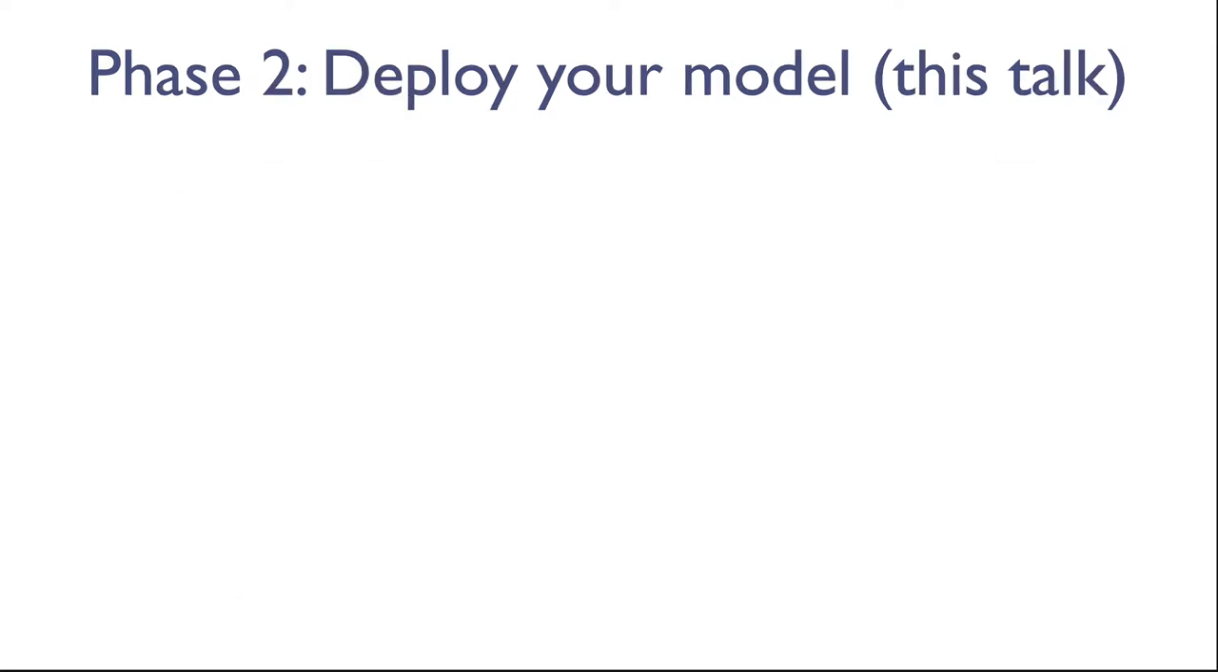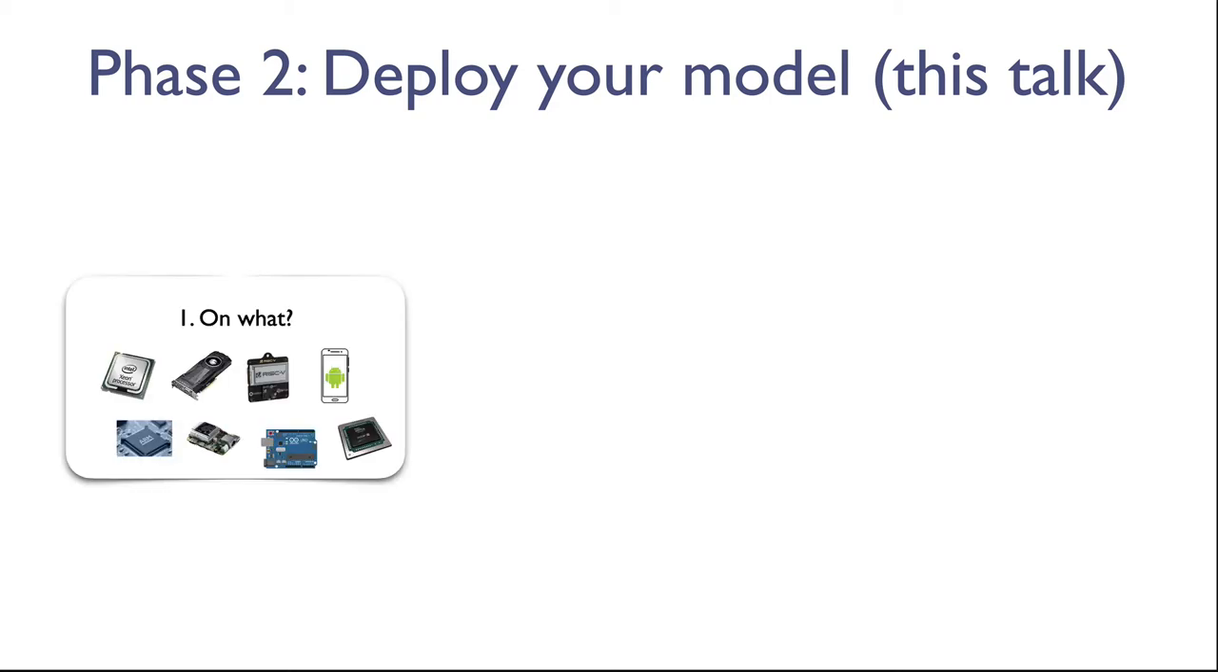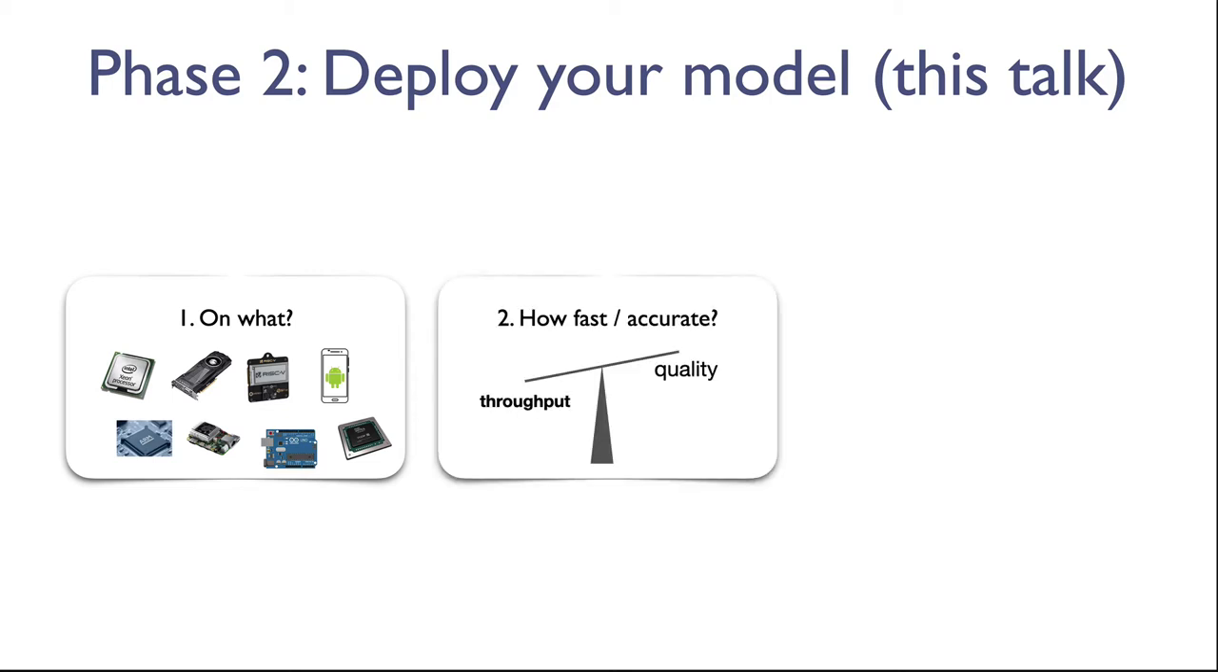Now, phase two comes to the deployment of the model, and that's what this talk is more focused on. Now that you have a pre-trained model, you're going to need to determine the requirements for your deployment. Namely, what device are you planning to deploy to? Are you going to deploy to a CPU or a GPU? To the edge or the cloud? To a DSP or an accelerator? Mobile versus Internet of Things? Once you've made this decision, you may need to make trade-offs between the accuracy of the model and how fast the model runs.